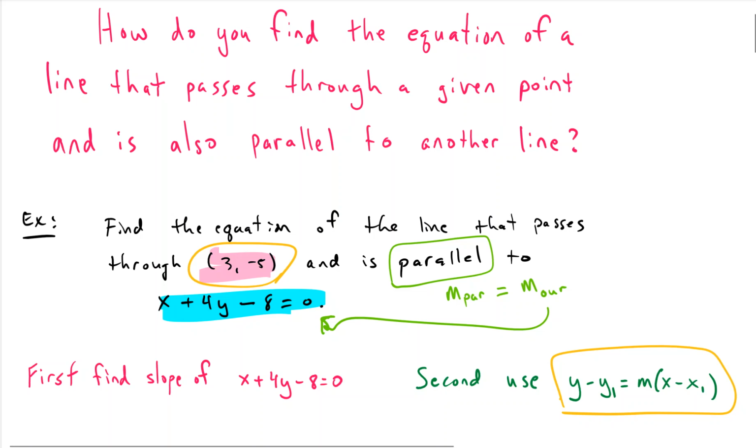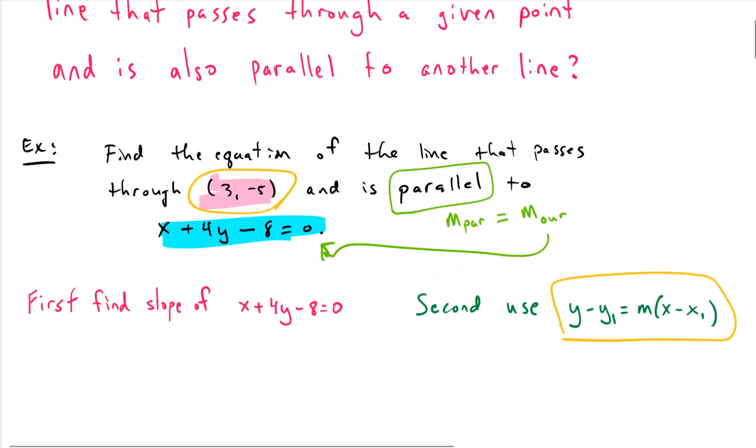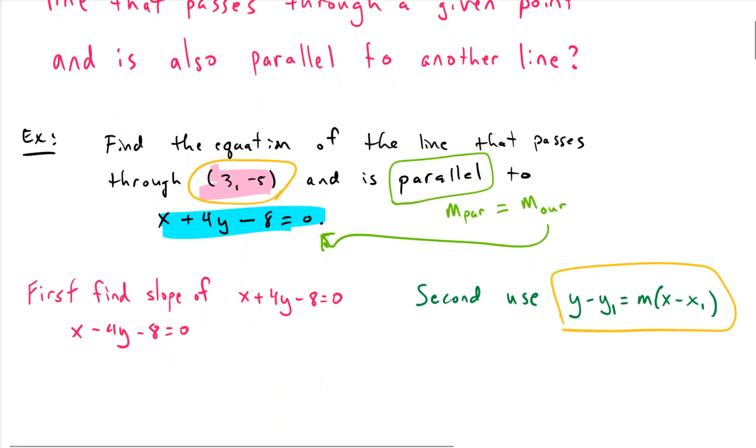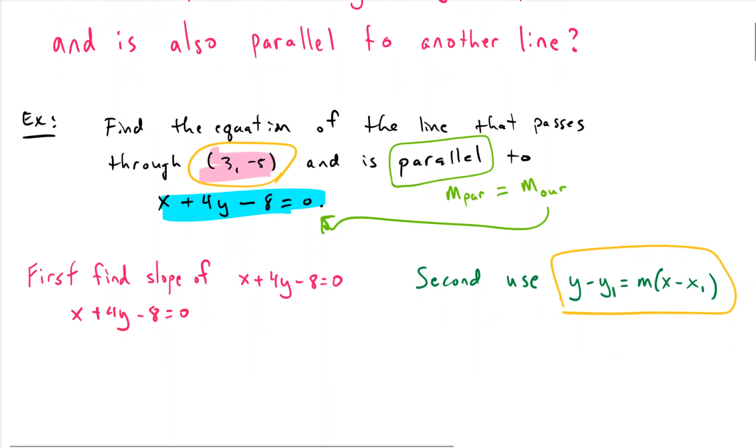All right, you ready for that? Here we go. So the first thing we need to do is find the slope of this line. So we have x plus 4y minus 8 equals 0. That's a plus, by the way. That would change things. So if we take the 8 over, it becomes positive. If we take the x over, it becomes negative. So we have negative x plus 8 equals 4y.